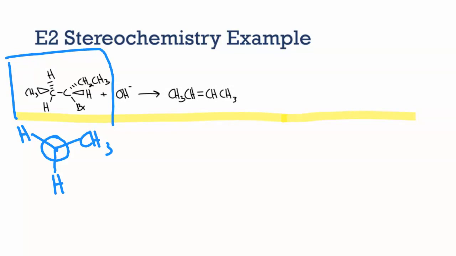So pretend this yellow line is the plane, and to the right is the front, and to the left is the back. Does that make sense? We have this hydrogen in the plane, and it's going down, so that's this hydrogen here. This hydrogen is in the back, right here, and this methyl group is in the front. So what I want is this hydrogen here.